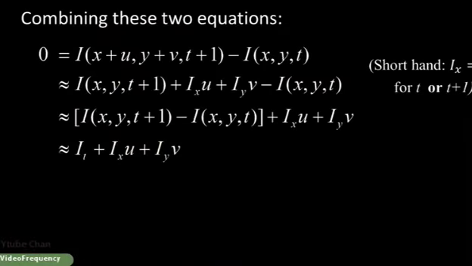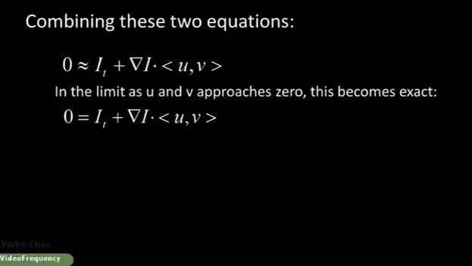And then finally, on this last one, you'll see that this here is just I sub x times u plus I sub y times v. That's just the gradient, I sub x, I sub y, dotted with however the point is moving. That's u, v. So we write that like this, that 0 is approximately I sub t plus the gradient of the image dotted with this vector u, v. u, v is the direction of motion. Got it? Cool. All right, keep going. Now, this is an approximation in the limit as u and v approach 0. Now, you might ask, how can u and v approach 0?